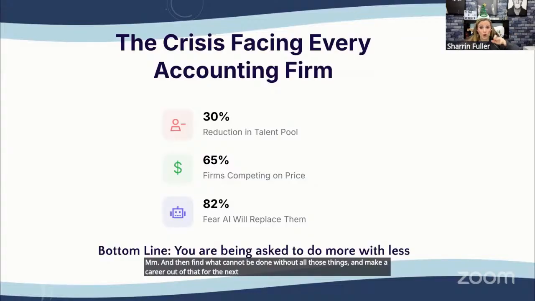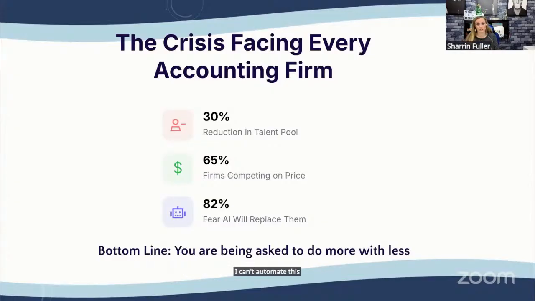Because if you can automate anything you do right now, that will no longer be for your clients for anything. So if you're like, I can't automate this, I still have to do this, that is where you need to aim.